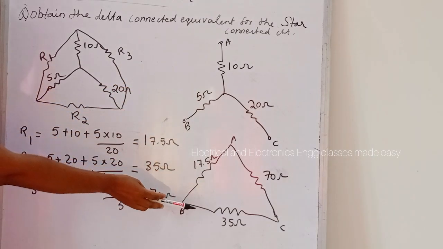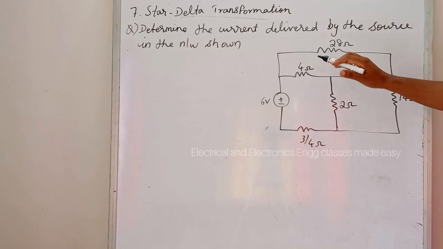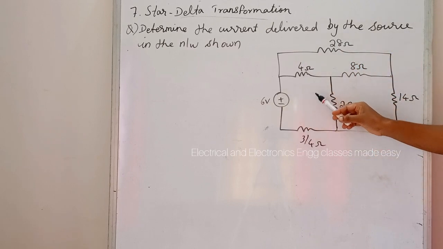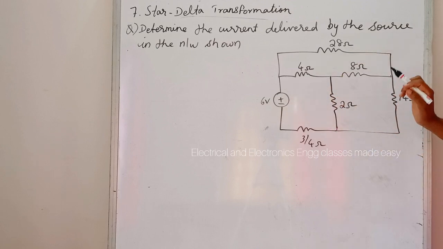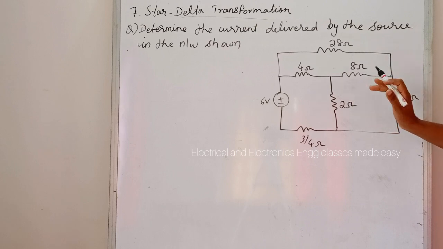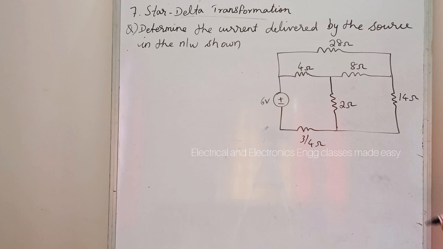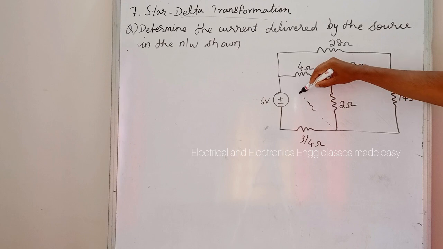So let us do another problem. Determine the current delivered by the source in the network shown. So we have to find the current from this source, and this is a complex network, so we have to simplify it using the star delta transformation. Here there is a star connection. This 4 ohm, 8 ohm and 2 ohm are in star connection. First of all, convert this star into delta. So here we will get a delta.